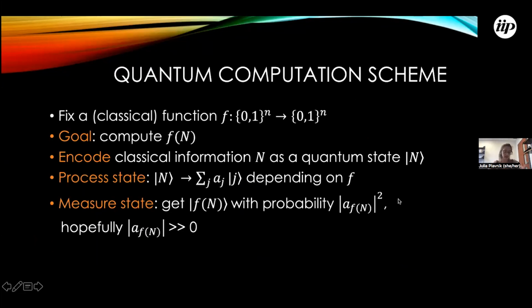And let me tell you a little bit about this prototypical quantum computation scheme that we will keep in mind. We will start with a classical function f. What we really want to do is compute the value of f at some string n. For that, we will encode the information n as a quantum state. Then the idea is that we want to process that quantum state, and we get something out of this that will depend on our initial classical function f. And we want to be able to measure what we get when we find the quantum state f of n, and the probability should be f of n, and hopefully that will be with high probability.